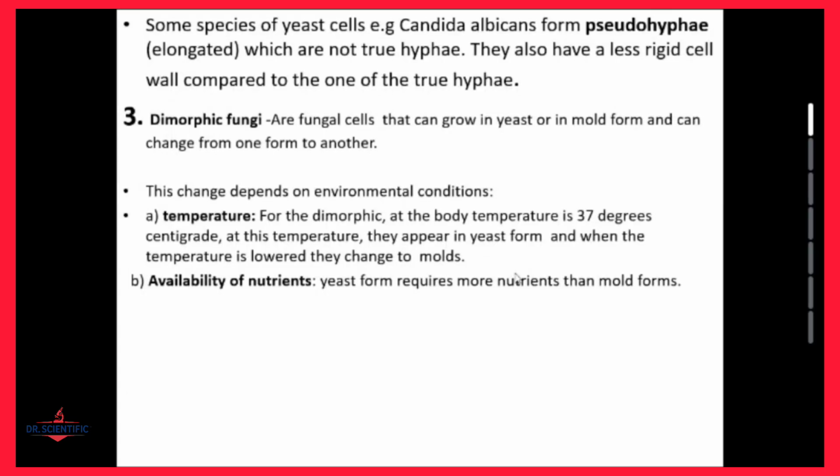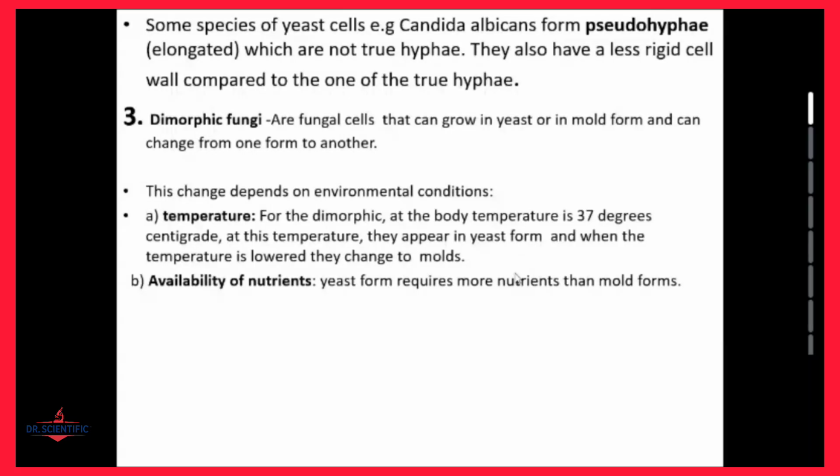So number three, apart from the mold and the yeast, we also have what we call dimorphic fungi. These are cells that can grow into yeast or mold form and can change from one form to another, hence the reason for being called dimorphic fungi. At one point, they can be in yeast form, and another time they can be in mold form. Whichever form it takes depends on the environmental conditions, one of them being temperature.